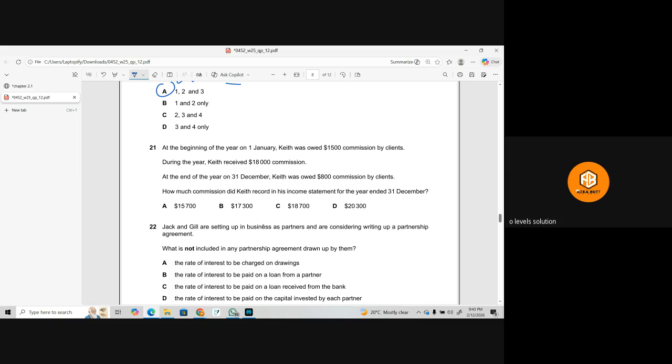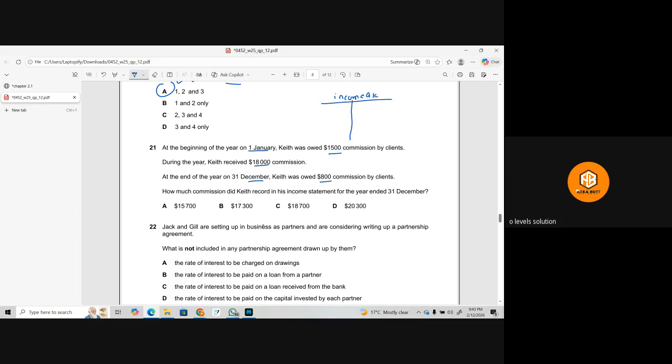At the beginning of the year, on 1st January, Keith was owed $1,500 commission by clients. During the year, Keith received $18,000 commission. At the end of the year, on 31st December, Keith was owed $800 commission by clients. How much commission did Keith record in his income statement for the year end? So you can maybe make the income account here. If you make the income account here, it will be lengthy.